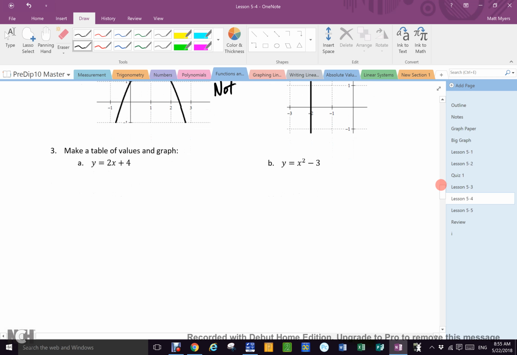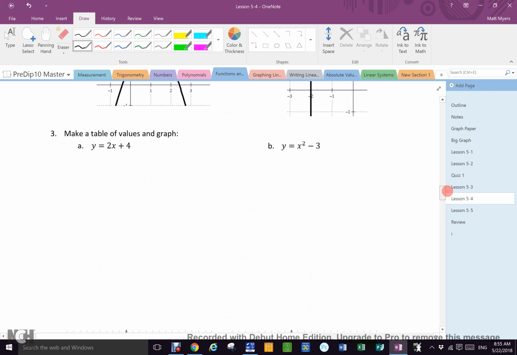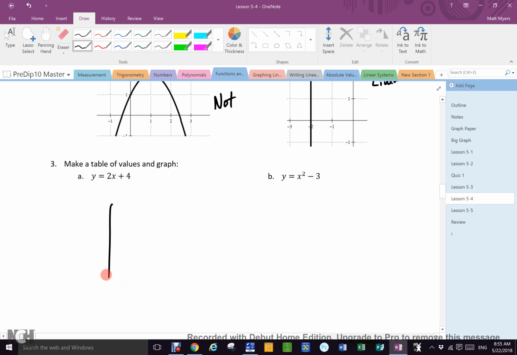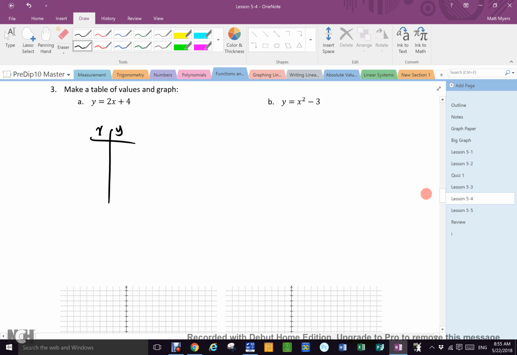All right. Did I give you guys graph paper? I did. Okay. Make a table of values and graph. We've already done this one. X, Y. How many numbers do I need to prove if it is a straight line? 3. I need 3 because I have to check on both sides, right? So any 3 numbers for an input. Choose 3 numbers: 1, 2, 3.